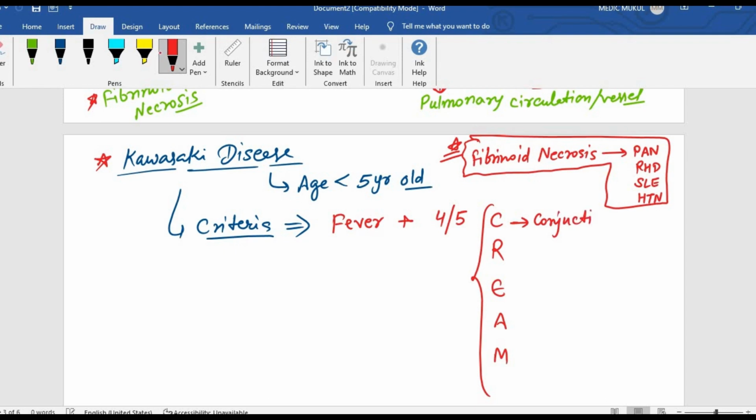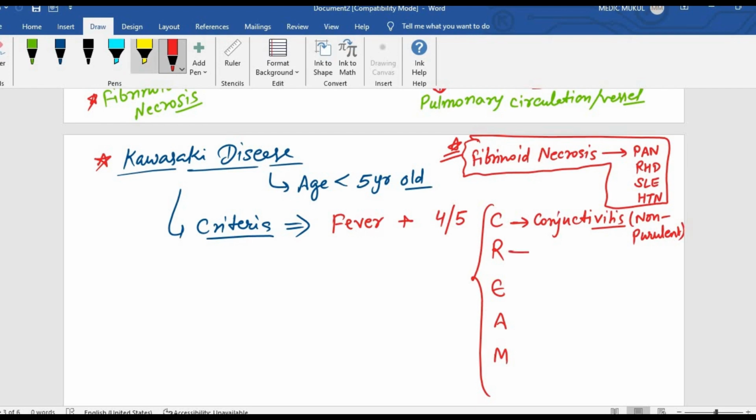C for conjunctivitis. Red eyes. So that is conjunctivitis, and this conjunctivitis is what? That is non-purulent. Red eyes will be there.